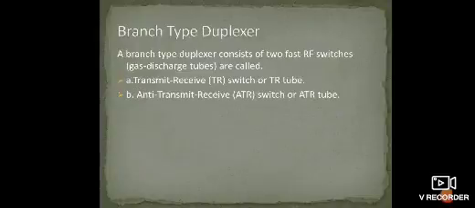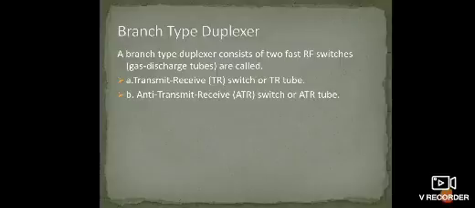The next one is the branch type duplexer. Our duplexer is nothing but a switch. I have already told that the duplexer is nothing but a switch which is used to connect the transmitter or receiver to the antenna alternately.